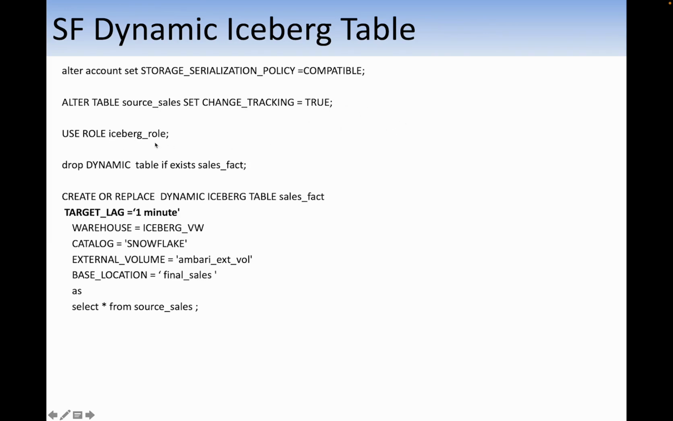Then this is my role, and then I'm going to create a dynamic table. Drop dynamic table if exists sales fact. So this is my sales fact table, and then of course this is my base permanent table. And then you're going to create a dynamic Iceberg table. Again, now here we are creating an Iceberg table, not a Snowflake dynamic table. We are creating a Snowflake dynamic Iceberg table.